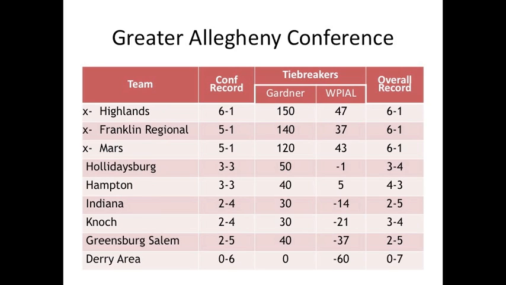Moving on to the Greater Allegheny Conference, this conference is kind of a mess from top to bottom. At the top, there's a three-way tie for first between Highlands, Franklin Regional, and Mars, who have all beaten each other so far this year. Out of the top three, Highlands is the only one that has secured a top three finish. Mars and Franklin Regional can both secure top three finishes with wins over Hollidaysburg and Hampton, respectively, this week.